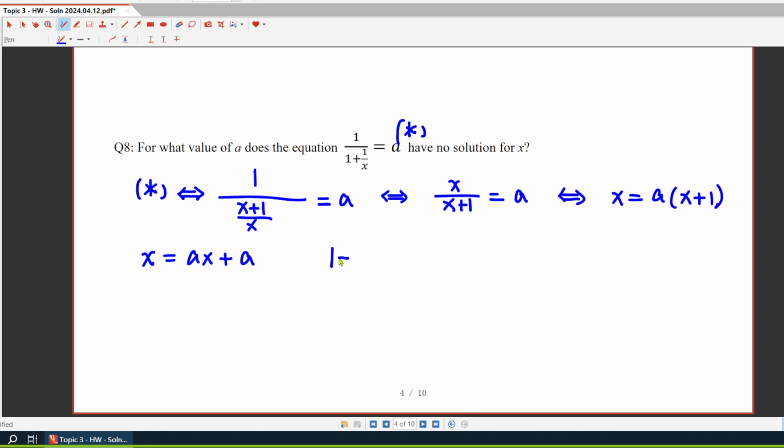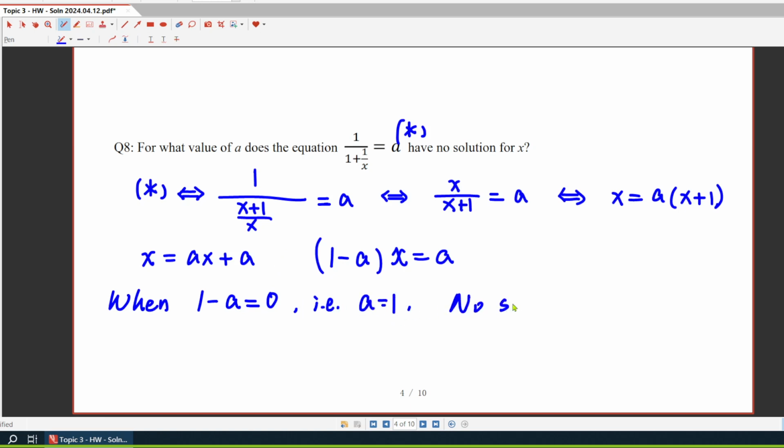And we have x equals ax plus a. Then 1 minus a times x should equal a, right? So we have 1 minus a equals 0, which means when a is 1, there is no solution, right? Because when a equals 1, the left side is 0, the right side is 1. No matter what x is, the left side cannot equal the right side. So there is no solution for x, right?